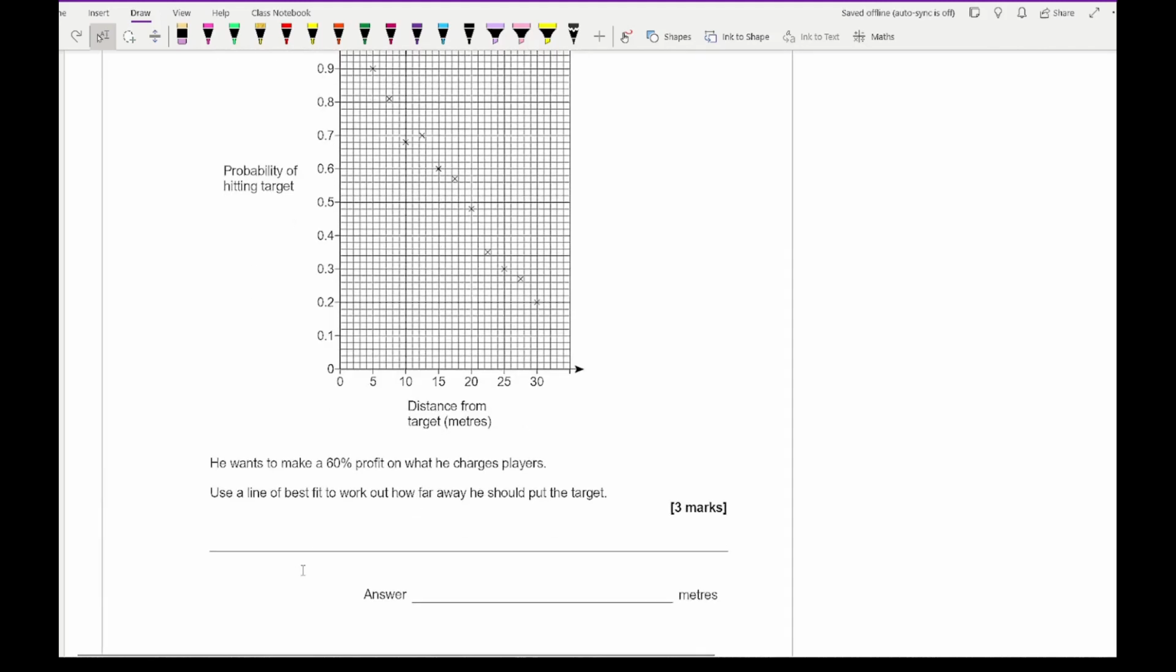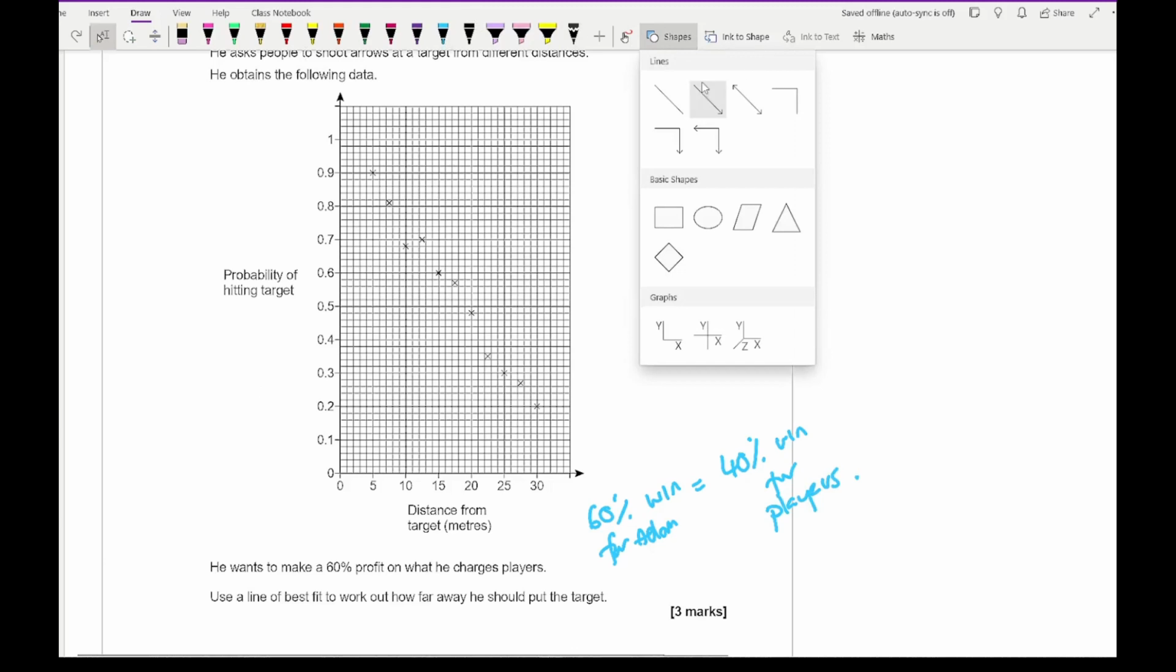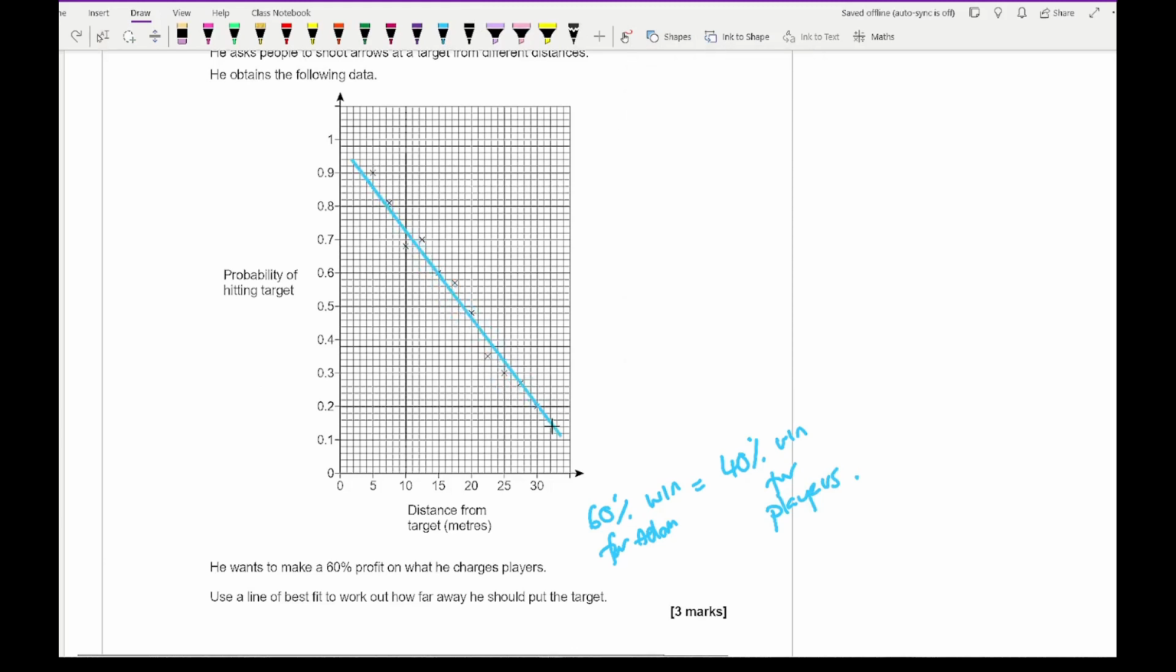Now, if he wants to make 60% profit, that's a 60% win for Adam, which equals a 40% win for players. So in other words, you want a 40% probability. So if we draw a line of best fit, let's just go for something that looks like this. Obviously, depending on where your line of best fit falls, there will be boundaries in which you should be aiming for.